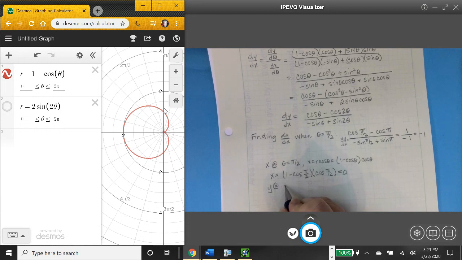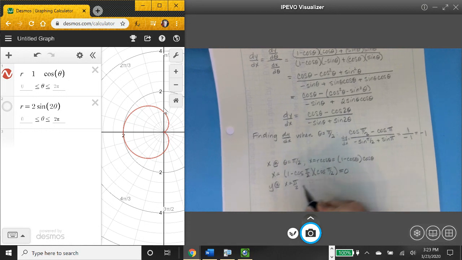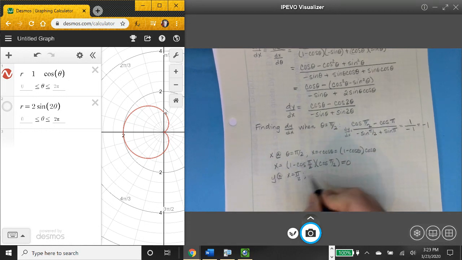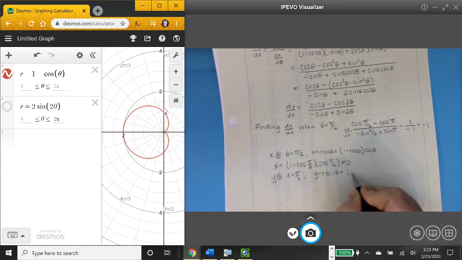Y at x equals pi over 2. I should write it similarly. Well, we know y equals r sine theta, and that's equal to 1 minus cosine theta times the sine of theta.